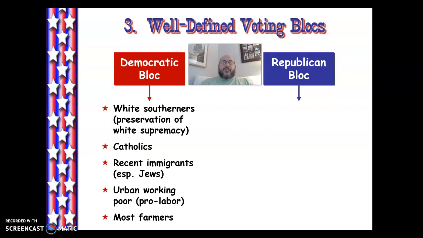In fact, the Democrats are going to own the South pretty much lock, stock, and barrel until the 1960s. So you're talking about a century of pretty much owning one region of the country. That's the power of the Democrats in the South.